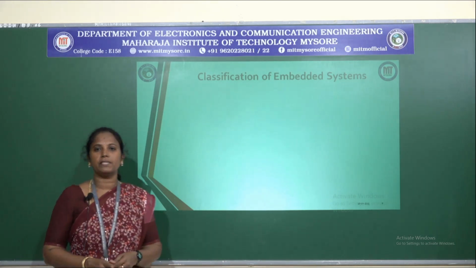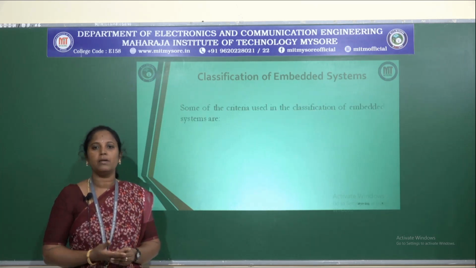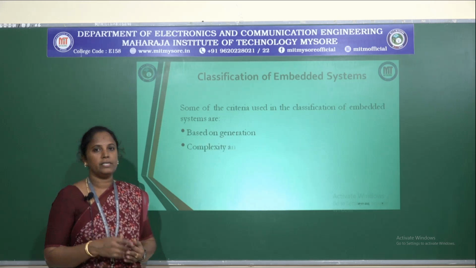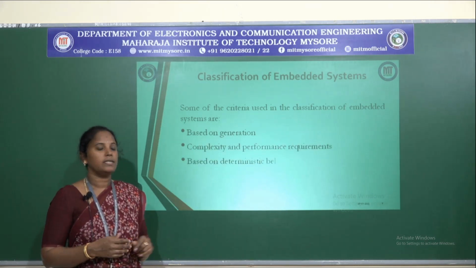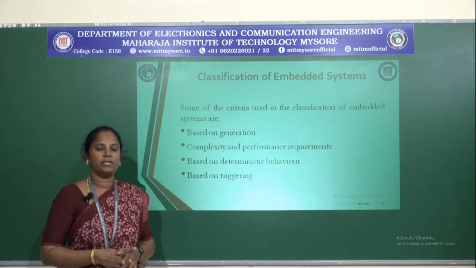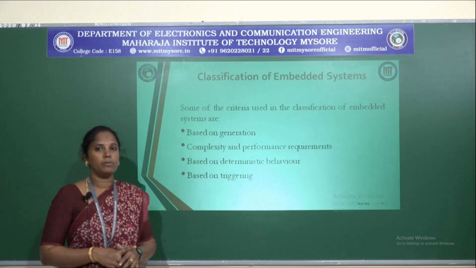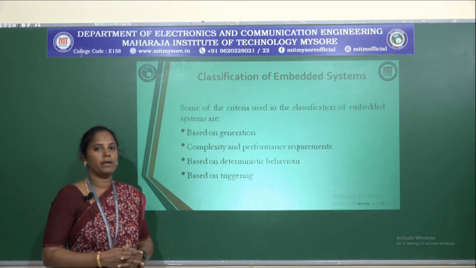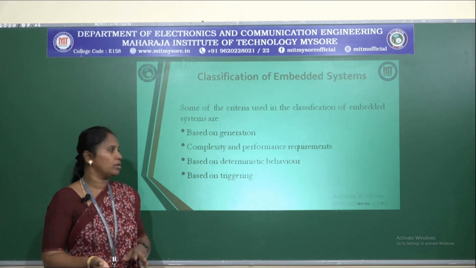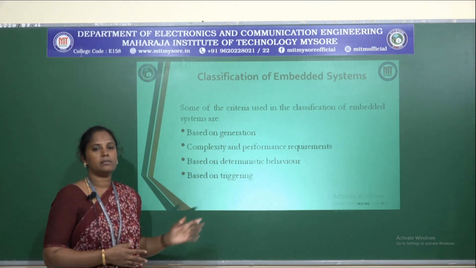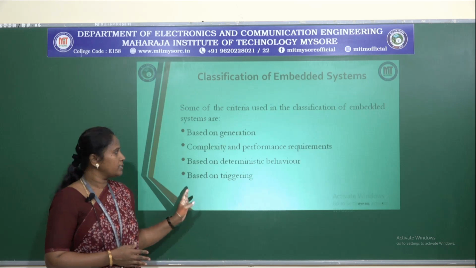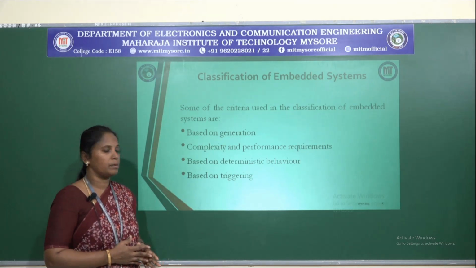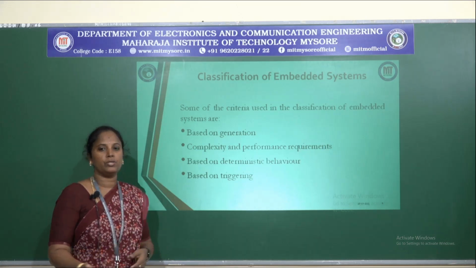So the next topic is classification of embedded system. We are going to classify your embedded system based on these four criteria: first, based on generation; then based on complexity and performance requirement; the third one is based on the deterministic behavior, whether it is deterministic or non-deterministic; and the fourth is based on triggering. So let us discuss one by one. First, how these embedded systems are classified based on the generation.